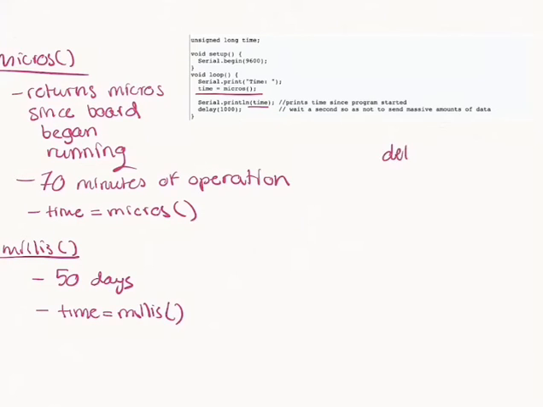So you can see there's two kinds of functions of time in Arduino. The first implements delays and delays the program, right? For a given amount of time, it stops the program. The second, though, returns the amount of time that the program has been running.